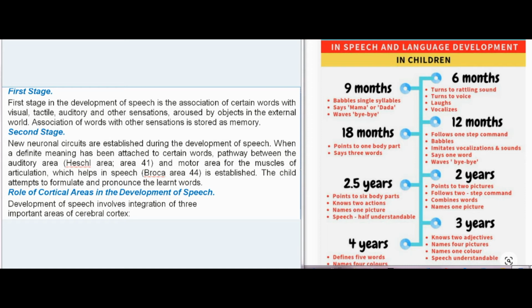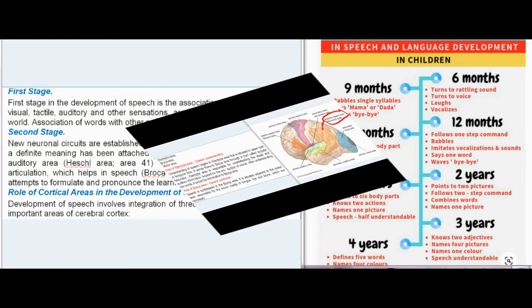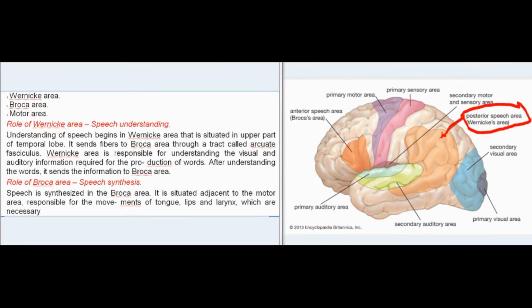The child attempts to formulate and pronounce the learned words. Role of cortical areas in the development of speech. Development of speech involves integration of three important areas of cerebral cortex: Wernicke area, Broca area, motor area. Role of Wernicke area: speech understanding. Understanding of speech begins in Wernicke area that is situated in upper part of temporal lobe.